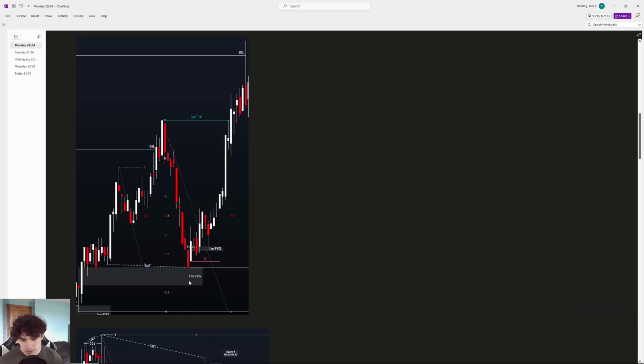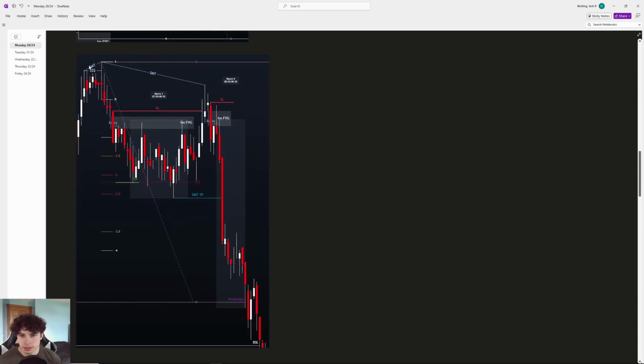And then we have displacement down. We form this SMT, and then after we form the SMT, we get a candle up, right? And we also tap this 2.5. This could be a reversal point. This could be an entry right here in this 1 minute. Stop at the bottom of the 1 minute candle, and we buy all the way up to take out this buy side liquidity and this buy side liquidity.